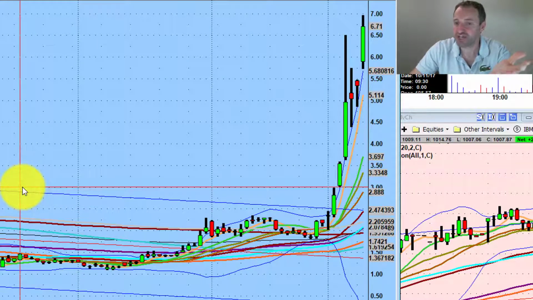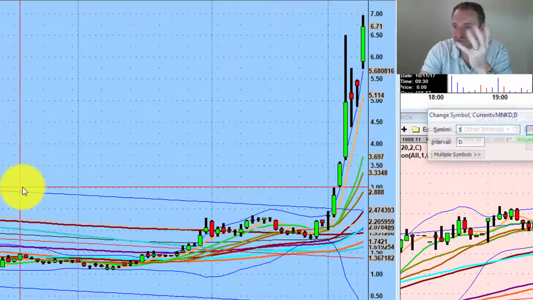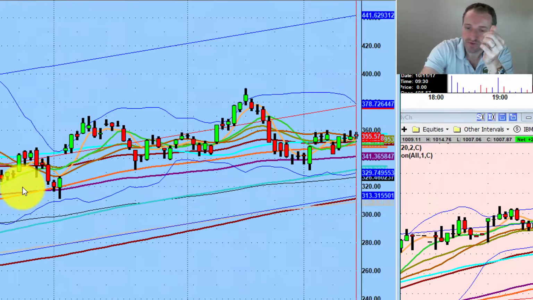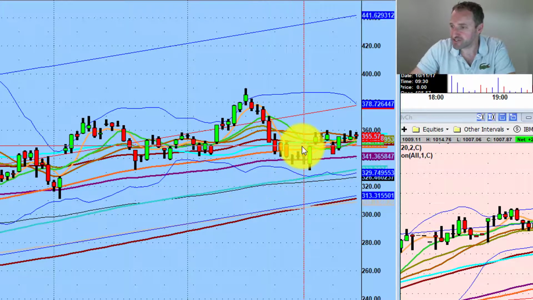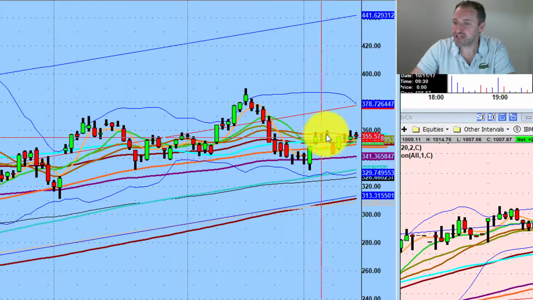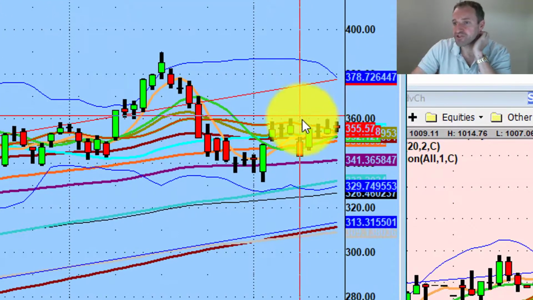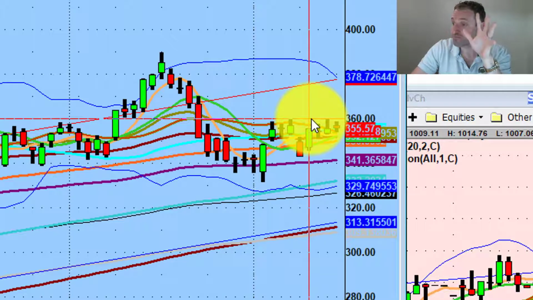So let's talk about, for example, I don't know, even a name like Tesla, right? Let's just pretend Tesla. So here's a chart on Tesla. You're saying to yourself again, here's the breakout on Tesla. Everybody's looking for that big breakout, right?